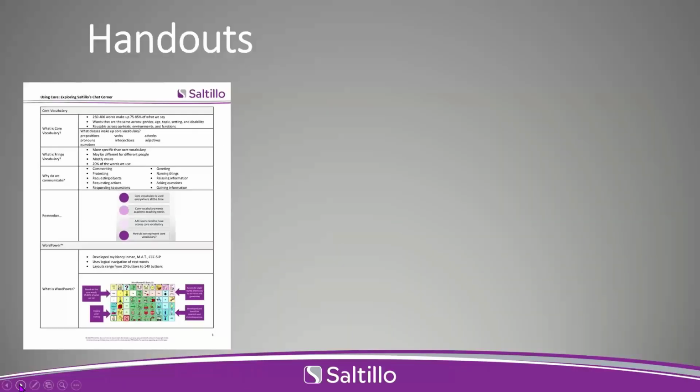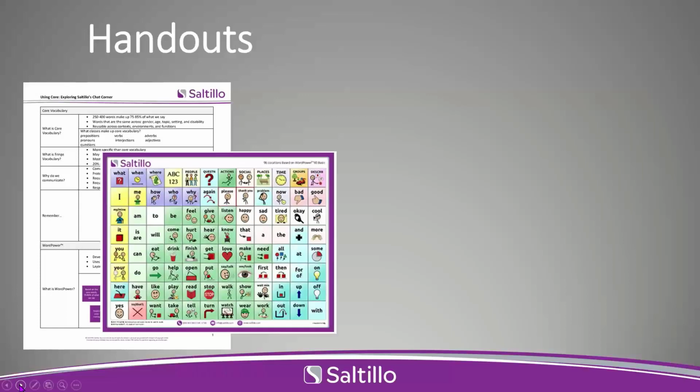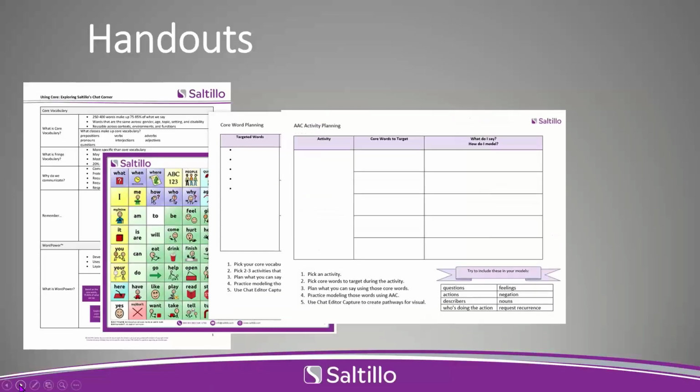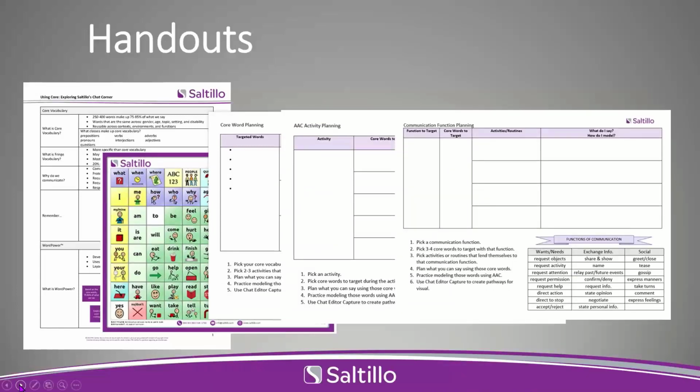All right, there are 5 handouts for today. One has key points from the PowerPoint and spaces to jot notes. There's also a LowTech core board that we will use during some interactive pieces of the training. And there are some blank planning sheets that we will go over and you can use later for planning your sessions.